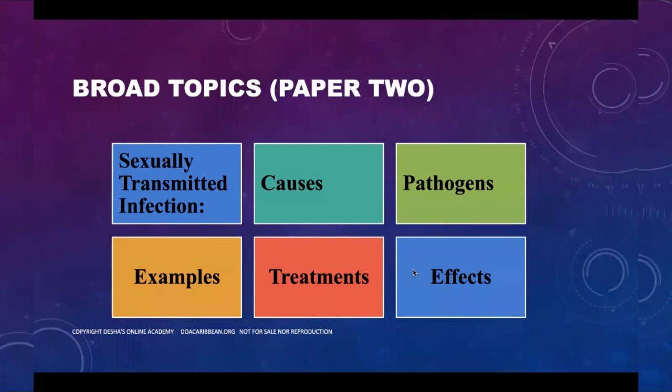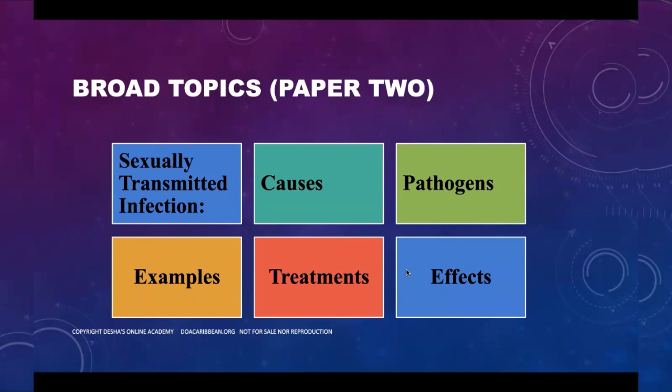Right, moving on to the next topic, which is sexually transmitted infection. So what is a sexually transmitted infection? This is an infection that is passed from the infected person to another through sexual activities. What are the causes of sexually transmitted infections? They are caused by several pathogens to include bacteria, virus, fungi.